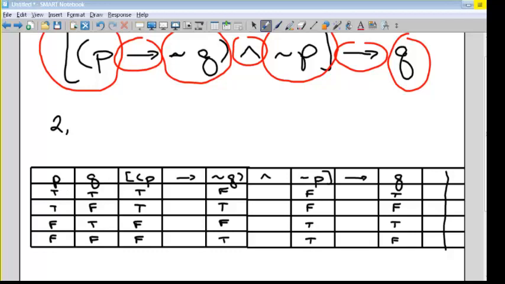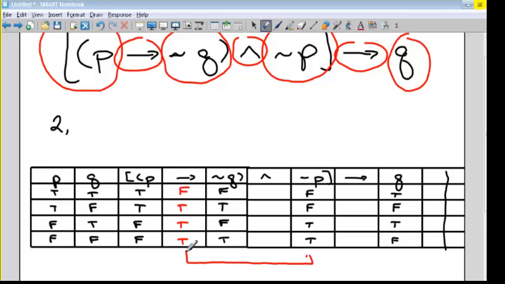Okay. Now, we do this in the parentheses first. We compare these 2 columns. We have the if-then statement. So we look to see if there's any cases where we have true and then false. We do. That's the only case this is false. All the other ones are true. True, true is true. False, false is true. False, true is true. Okay, so that's the first premise.